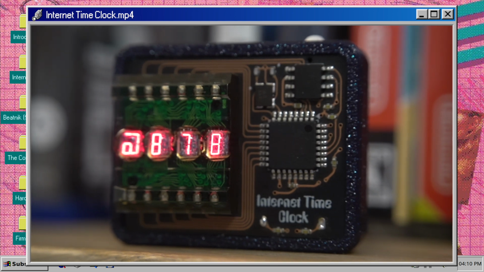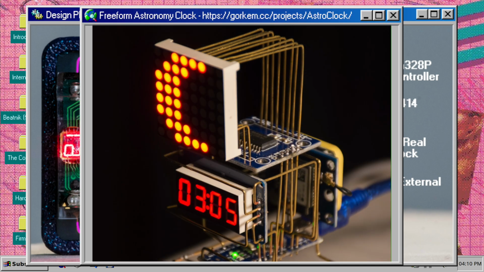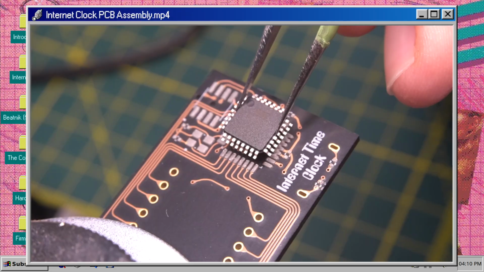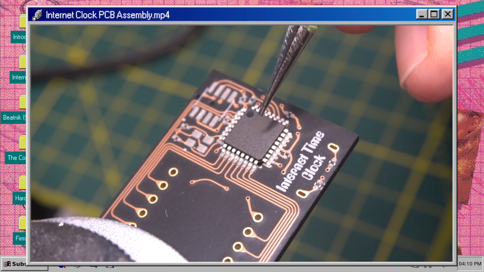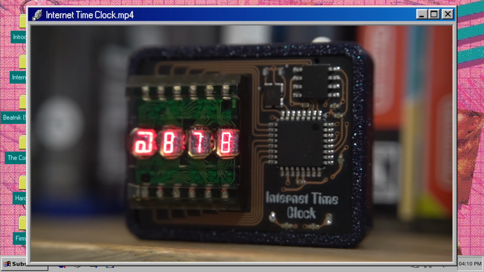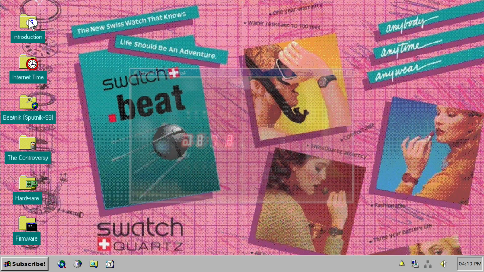I also wanted to experiment with making the circuitry itself visible, so that every component and connection could be visually traced. I already explored this idea a few years back as a free-form circuit with my astronomy clock project, and I wanted to take it a step further by designing a printed circuit board with the same philosophy. But before I get into how I built the clock, I want to show you how this time format came to be in the first place.